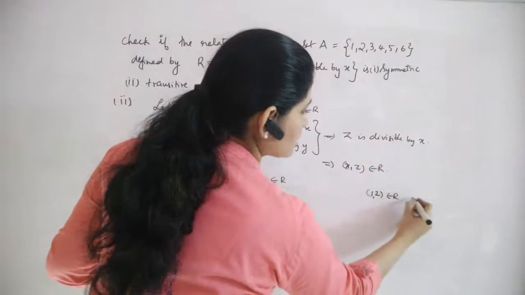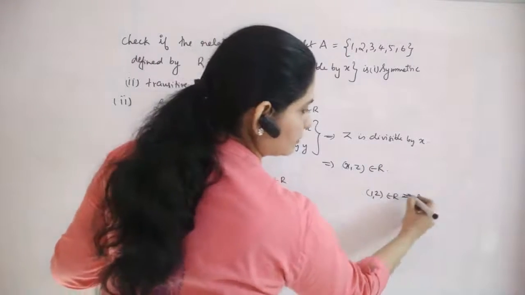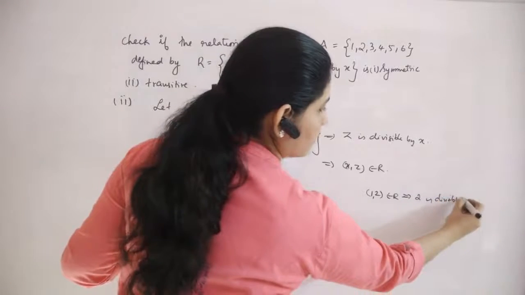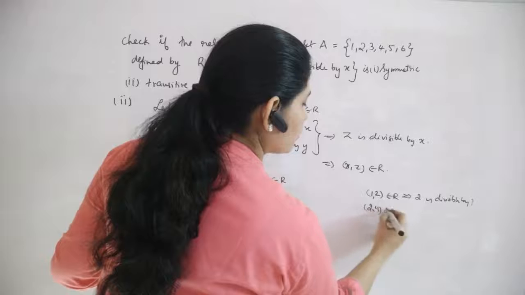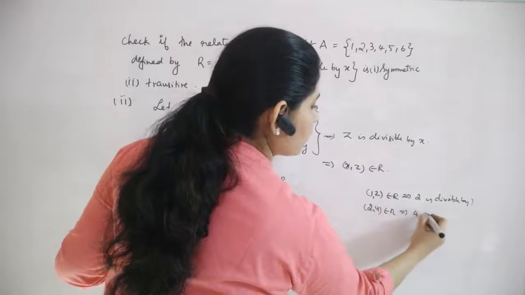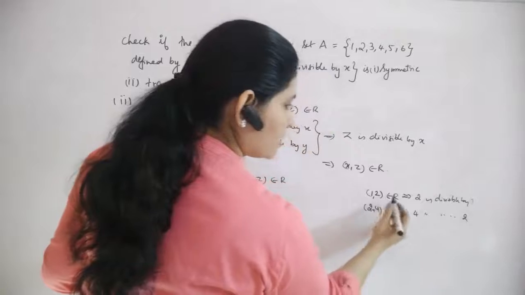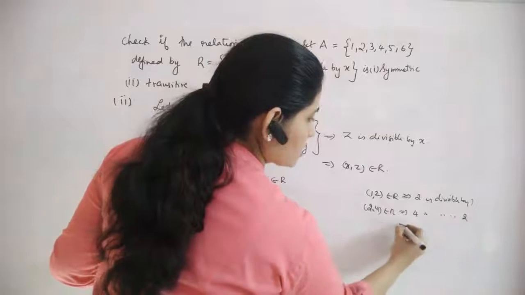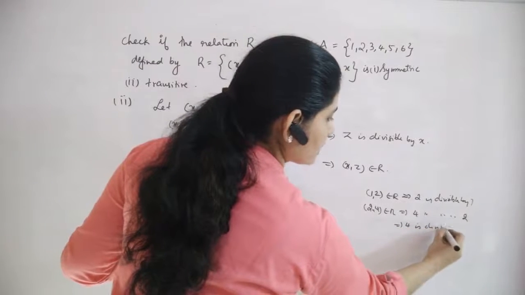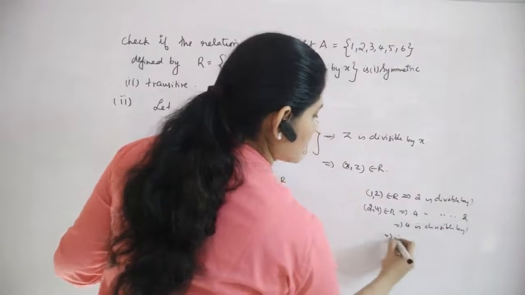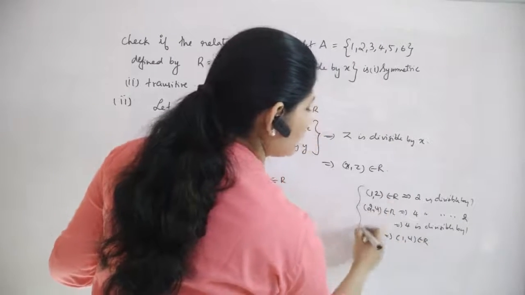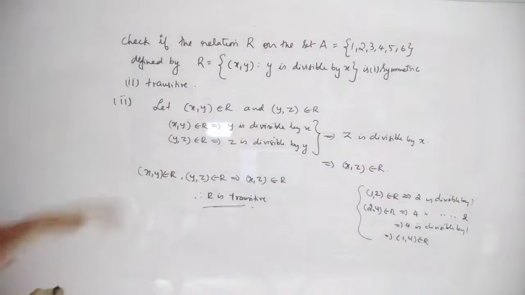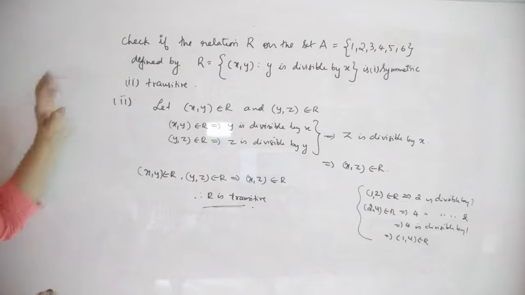1 2 belongs to R means 2 is divisible by 1. And if I am taking another pair, 2 4 belongs to R, I will get 4 is divisible by 2. So from these two concepts, I can say that 4 is divisible by 2 and 2 is divisible by 1. That means 4 is divisible by 1 also, right? That means 1 comma 4 belongs to R. This is only an example, but you cannot prove anything using example. For that, you have to give a statement like this only. Okay? Don't give an example and say that this is true. You have to give an example when you are saying that it is not true.